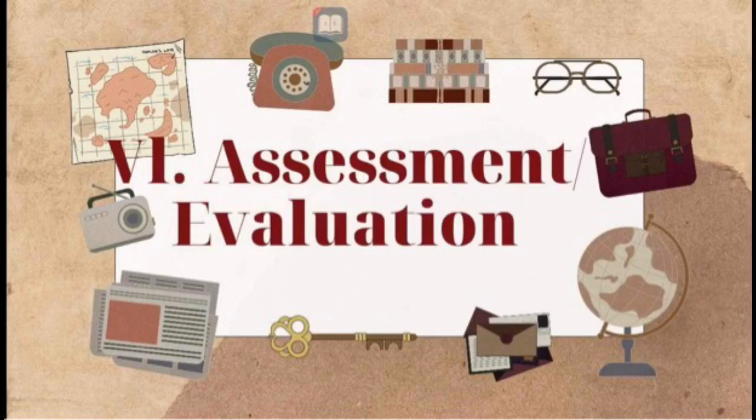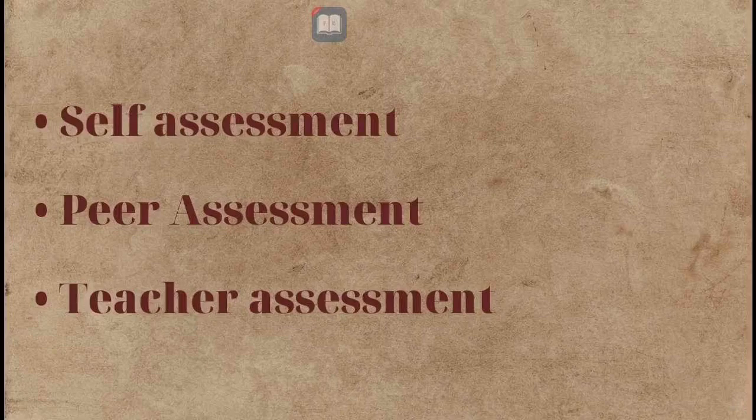Learning occurs most effectively when students receive feedback, when they receive information on what they have already learned and have not learned. The process by which this information is generated is assessment. It has three main forms: the self-assessment, the peer assessment, and the teacher assessment. So first is the self-assessment.